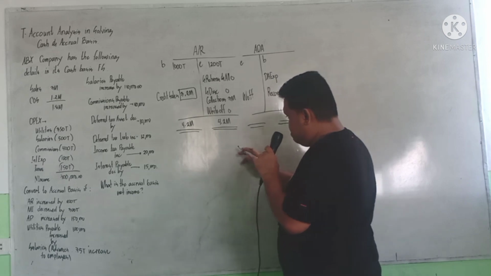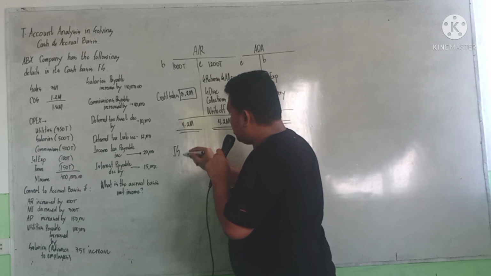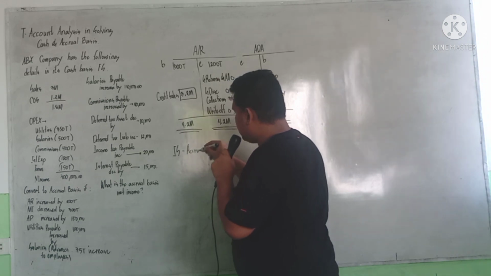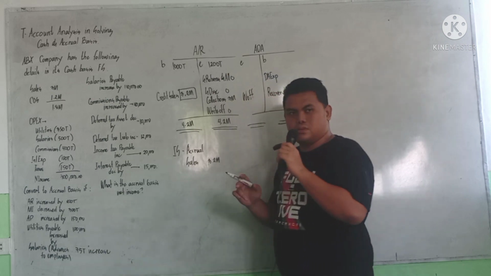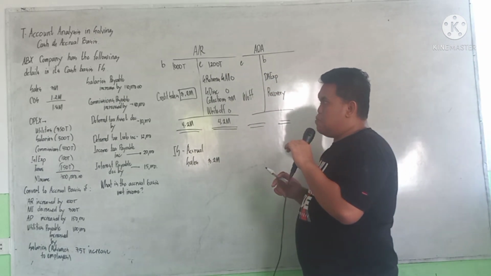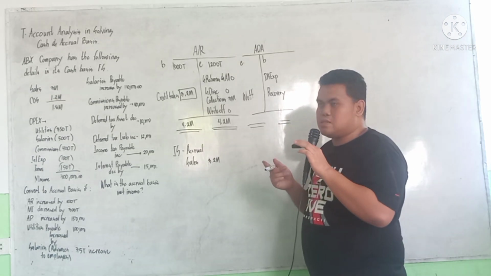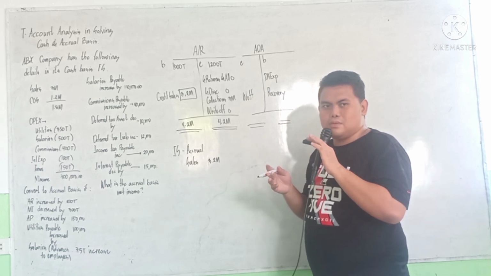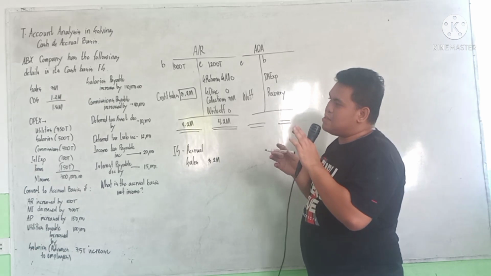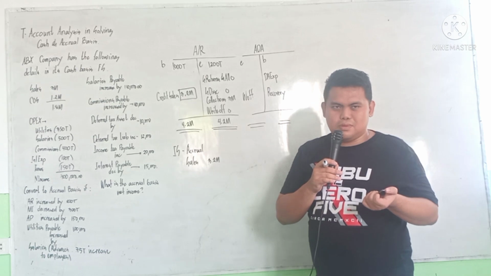So you can already put here income statement, accrual basis, sales. It's 3.2 million. Okay? So I'll go back: the accrual basis recognizes sales on account. The cash basis does not recognize sales on account unless it's collected. Right? But both cash basis and accrual recognize cash sales. Okay?